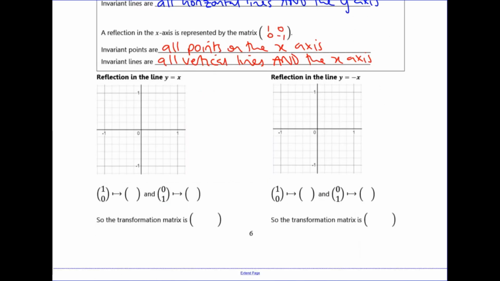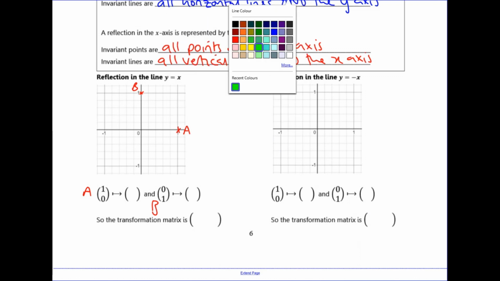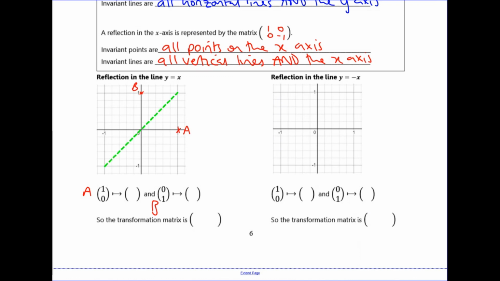This time we're reflecting in the line y equals x. So we're going to start off with our A and B again. So A is (1, 0). B is (0, 1). I'm reflecting these in the line y equals x. Okay. So reflecting in the line y equals x, A will go over here to where B originally was. So the image of A goes up here. And B will go down here to where A originally was. So the image of B is there.